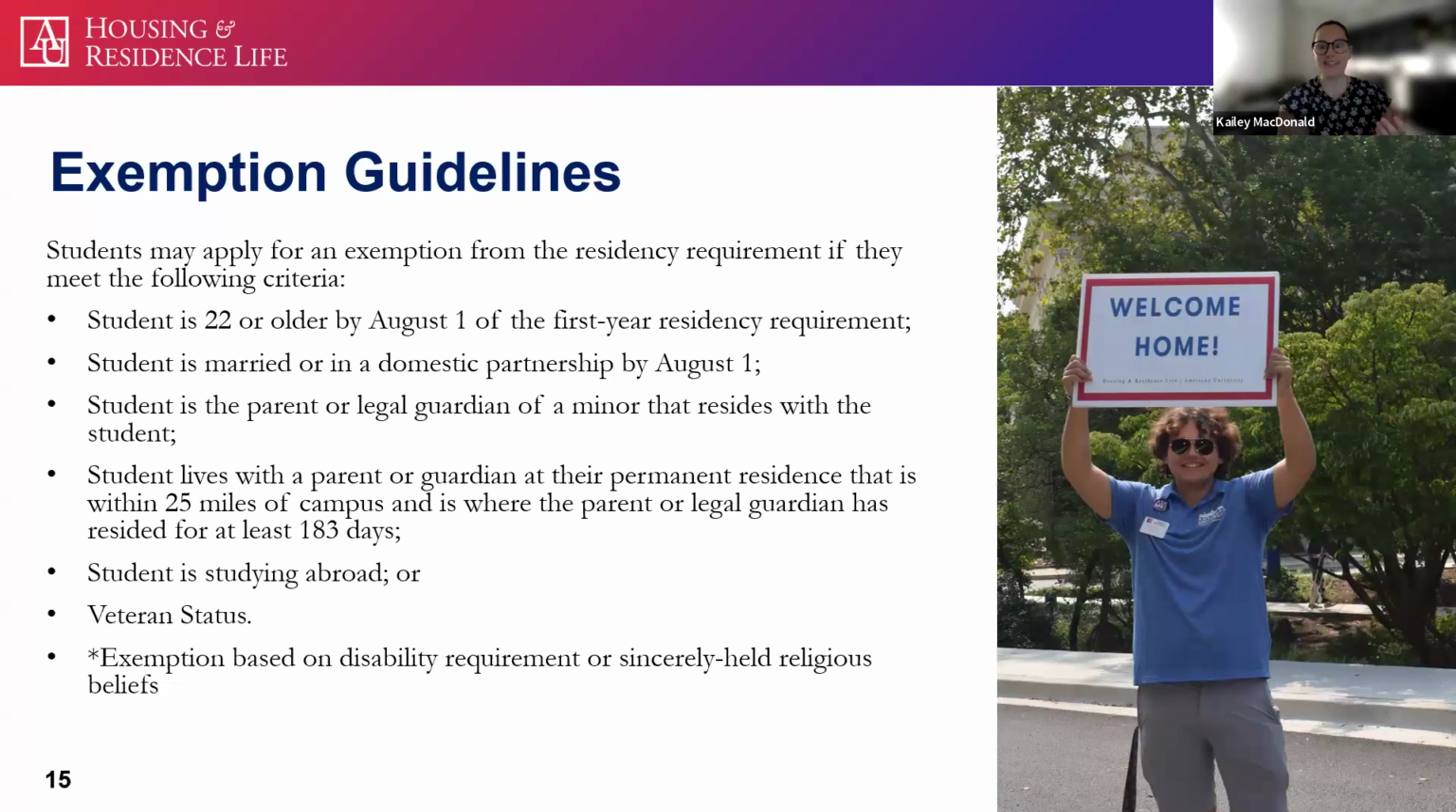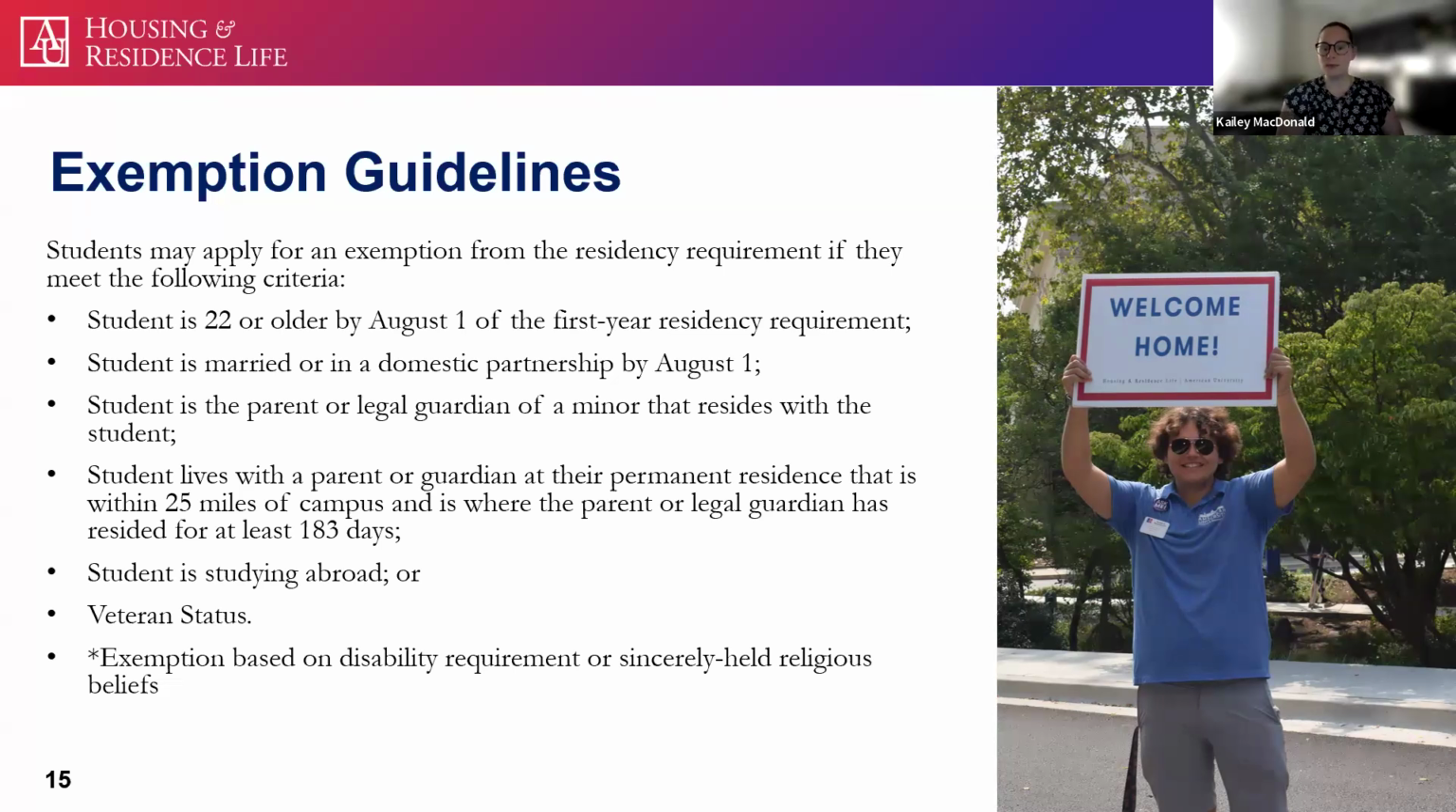First one, very easy. If the student is 22 years of age or older by August 1st of that first year residency requirement. The next one is if you're a student that is married or in a domestic partnership, again, by August 1st. If you are a parent or a legal guardian of a minor that resides with you as the student. This one can be a little bit complicated, so I'll talk about it a little bit more.